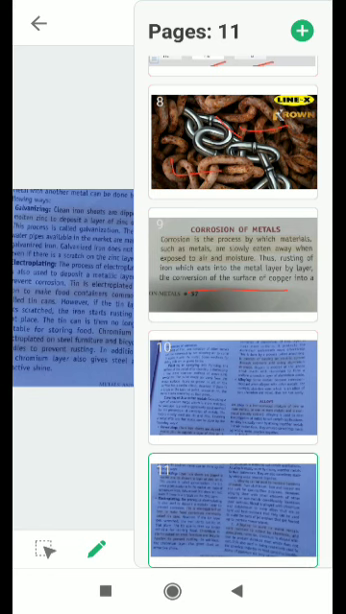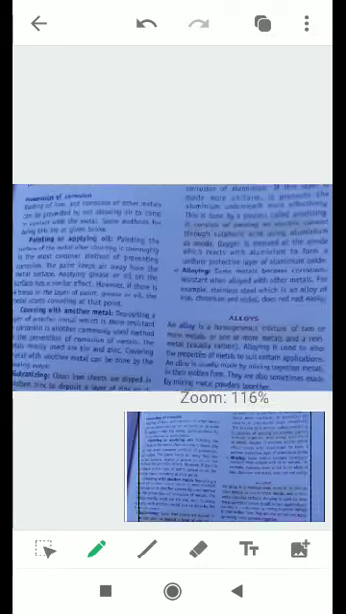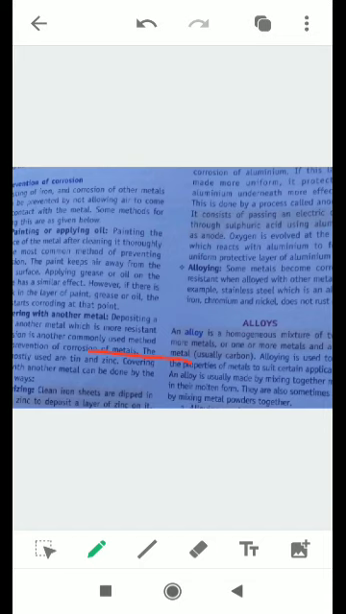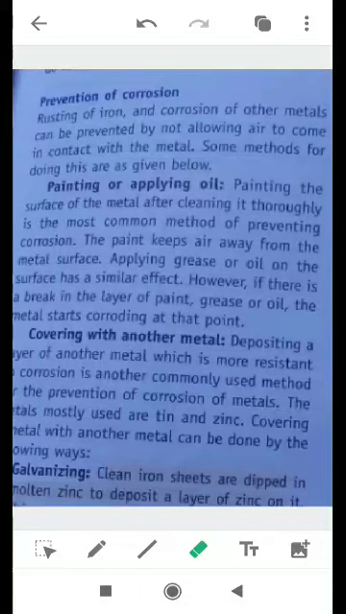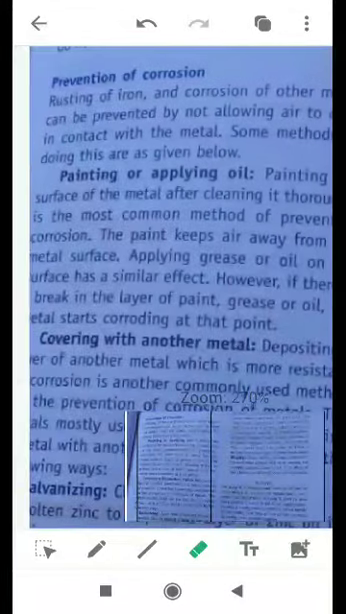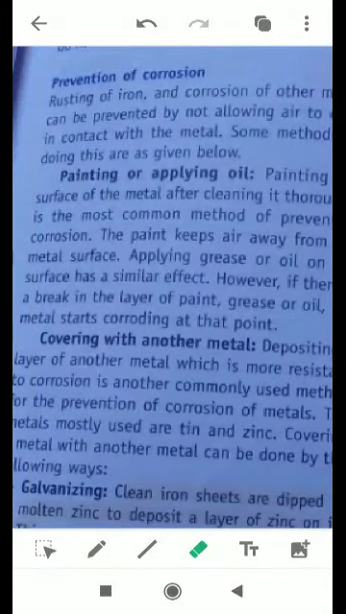Now let us see the next part of this chapter, how corrosion can be prevented. Corrosion can be prevented by the electroplating method, as I have told you earlier. It can also be prevented by applying paint or a coating to the objects, and by galvanization. Galvanization, students, is the process of coating zinc over iron objects.